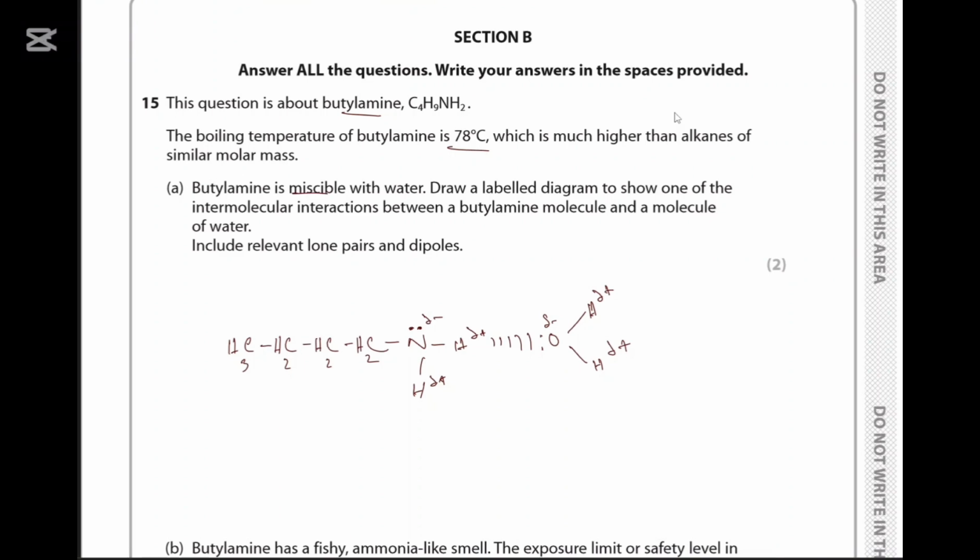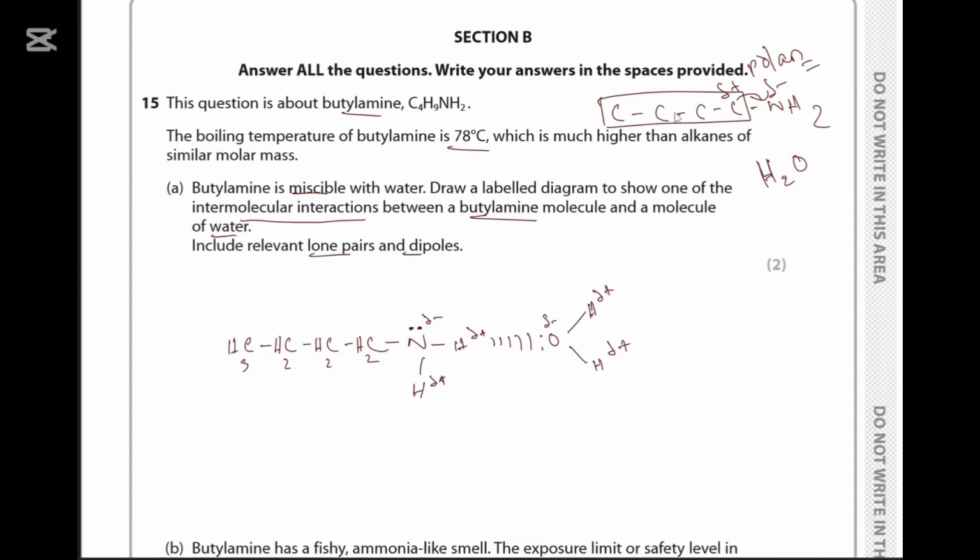Since it's soluble in water, you draw a diagram to show the intermolecular interaction between butylamine and a water molecule. You can see that butylamine has this structure, 1, 2, 3, 4 carbons and then NH2. This alkyl group is an electron donating group. So this entire compound is a polar compound, since this is delta positive and this is delta negative. It's a polar compound, and so is water. Since both of them have hydrogen, they can form hydrogen bonds.